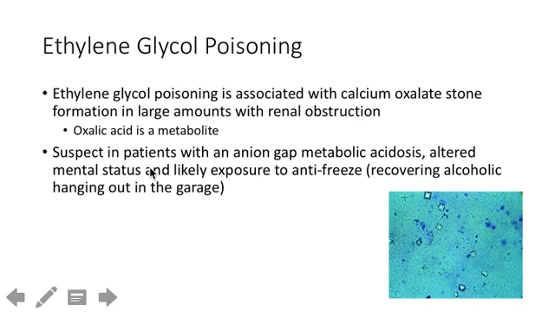And the other signs of this are going to be anion gap metabolic acidosis. They're going to be confused, probably in a coma. And the characteristic history is somebody who has a history of alcoholism, and there's something in the question about them being in or near the garage because they drank antifreeze.